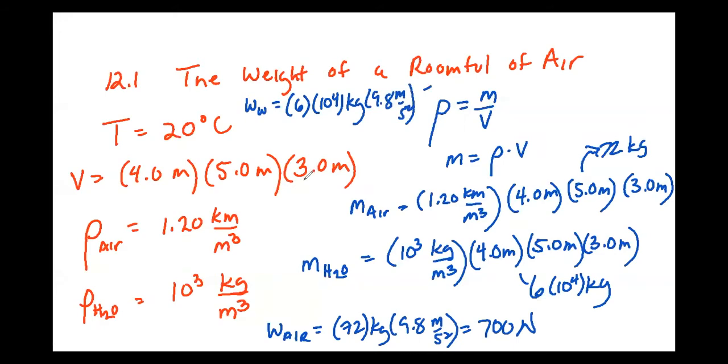All right. And then to find the weight, I guess we need to find the weight. You're going to multiply them by 9.8. Weight of air is going to be 72 kg times 9.8 meters per second squared. That's going to give you 700 newtons. And the weight of water is going to be equal to 6 times 10 to the 4th kg times 9.8 meters per second squared. And that's going to give you 5.9 times 10 to the 5th newtons. All right. And that's the deal.